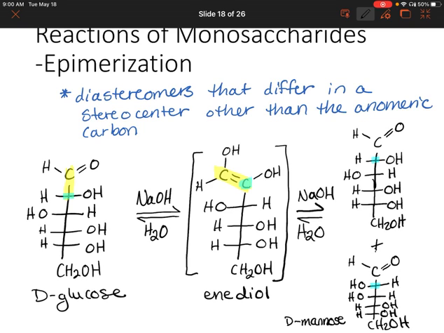Now, the reason I'm showing this to you is because, as we've said in the past, we don't want to end up with a mixture of products. If at all possible, we want to try to get just one product. So chemists tend to avoid reactions with bases and carbohydrates because otherwise you get a messy mixture and it can be difficult to separate those sugars.